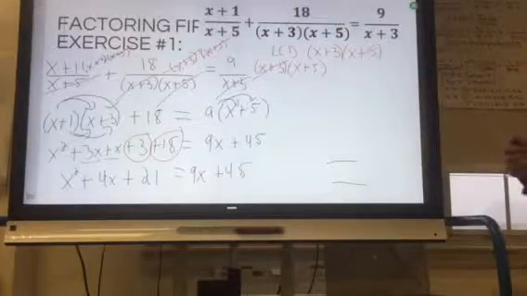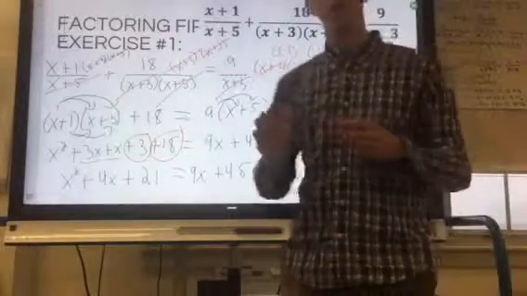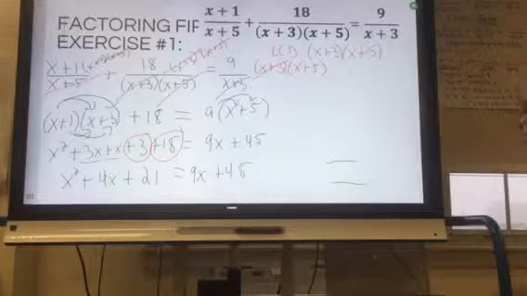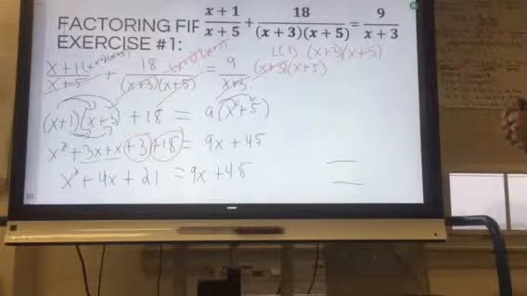At this time, I want you guys to pause and make sure you have everything copied down because I'm going to erase so I have more room. So please pause at this time.